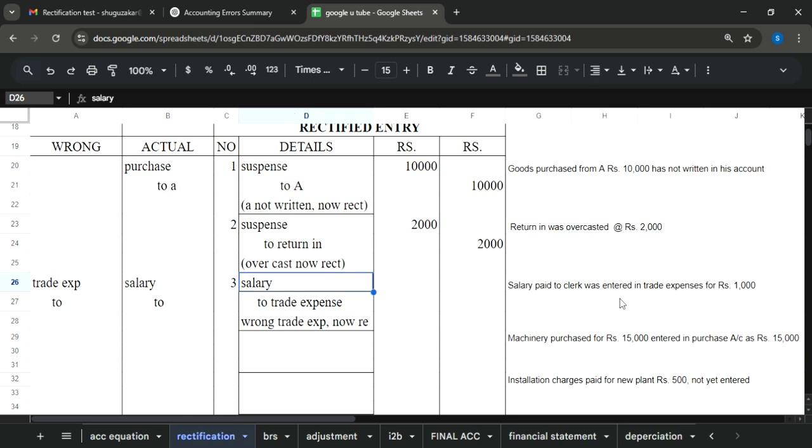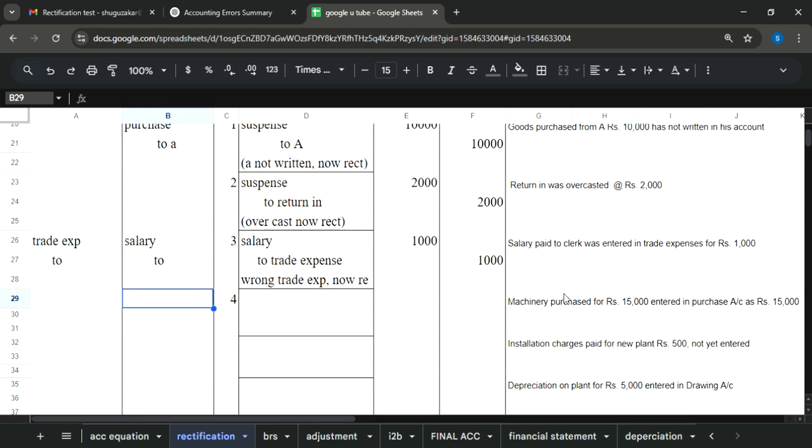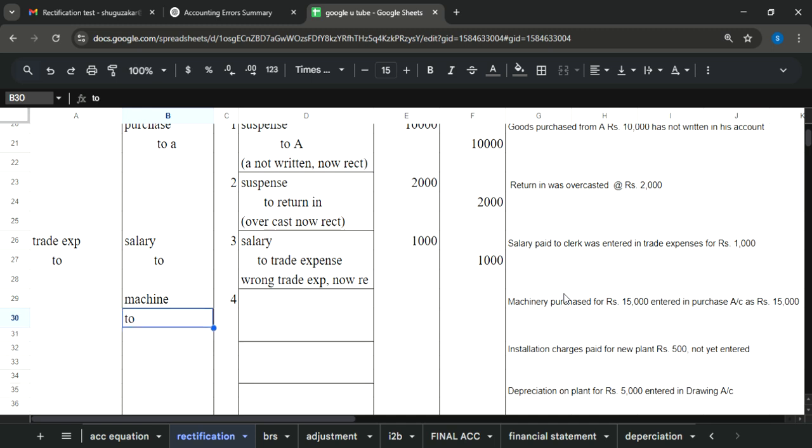Amount of third entry was 1000, so you will put 1000 on debit side and same amount you will be posting on credit side. Now we will be focusing upon our fourth entry, which is saying machinery purchased. When you purchase machinery, machinery is coming in, it's your asset, asset is increasing, increase in asset should be debited. So in actual entry, you were supposed to write machine on debit side.